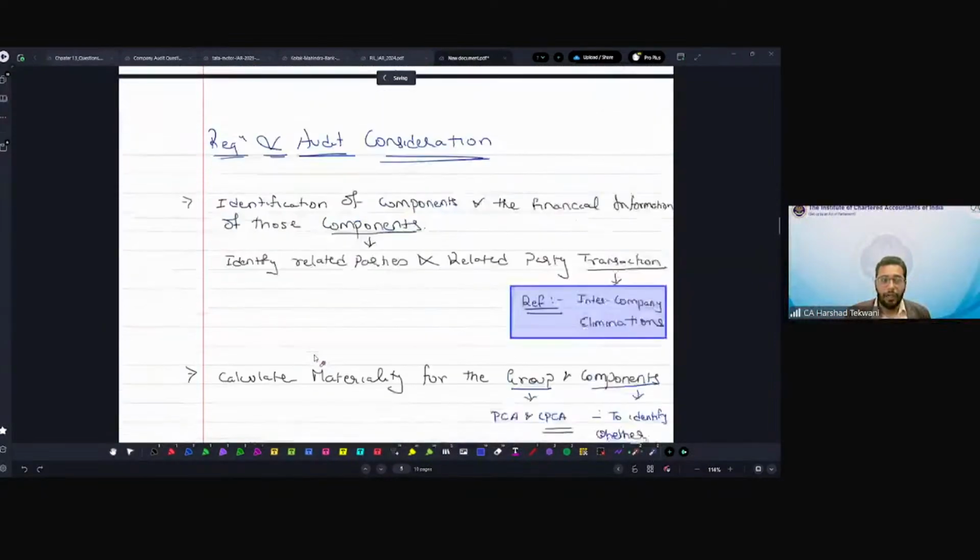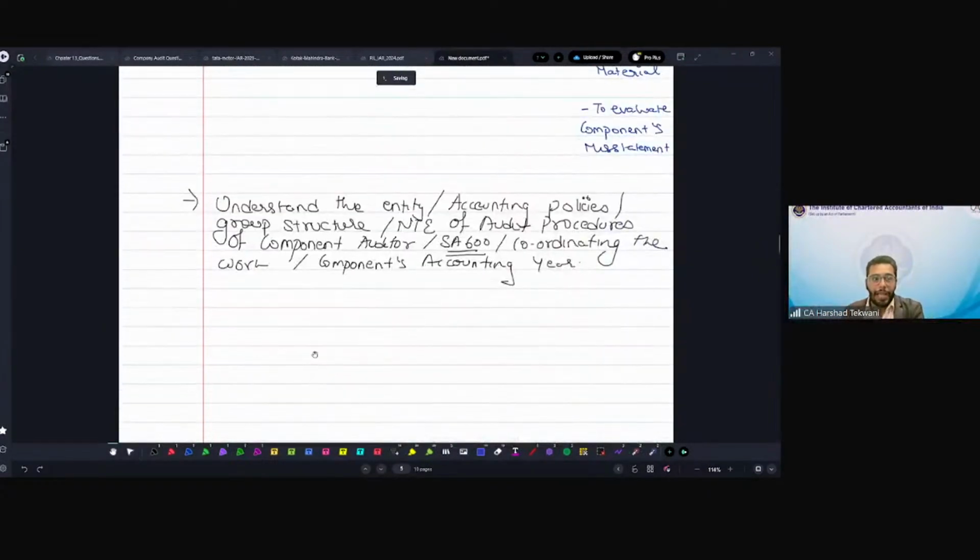Accordingly, your group instructions will consider some additional procedures that the component auditor might need to perform on the portion which is going out of their accounting year but coming into my accounting year. Clear with this? Yes or no?